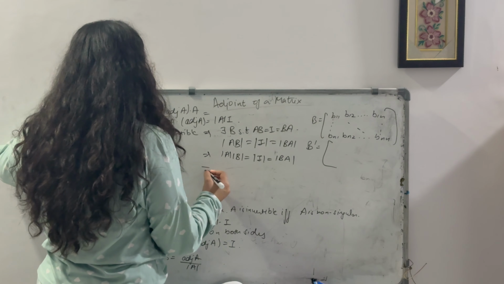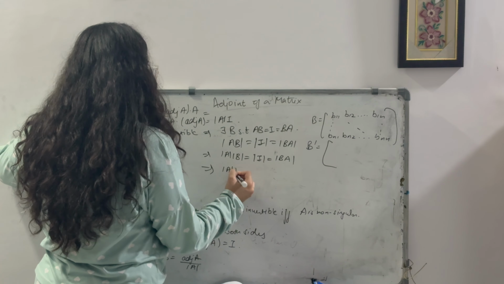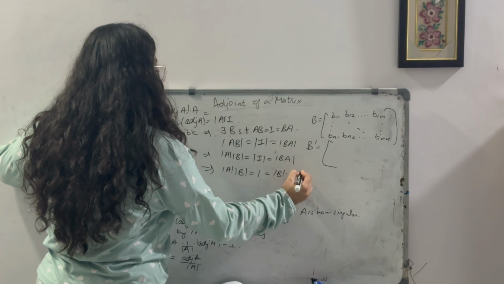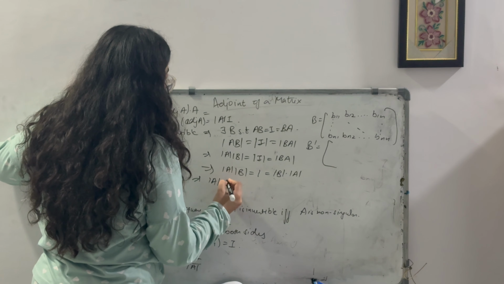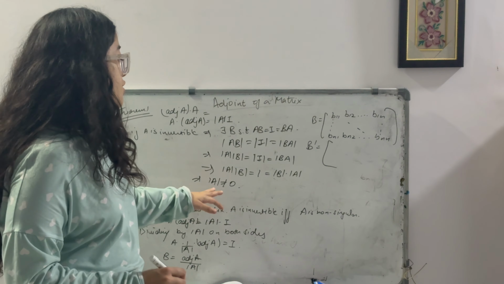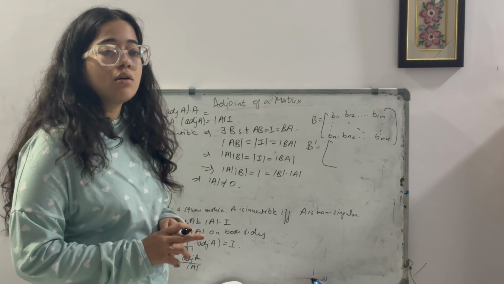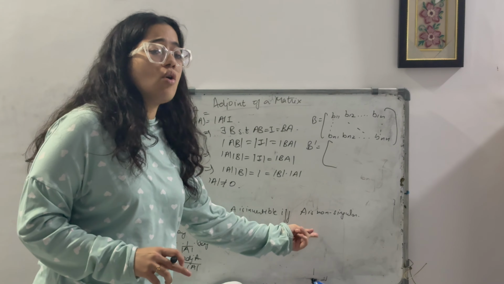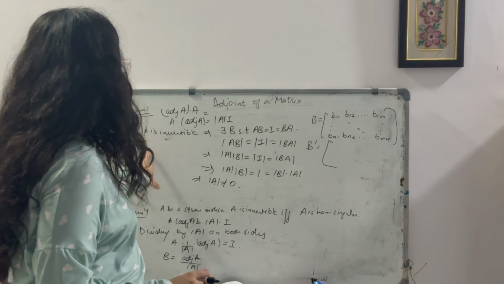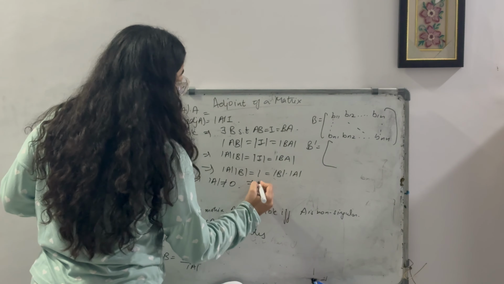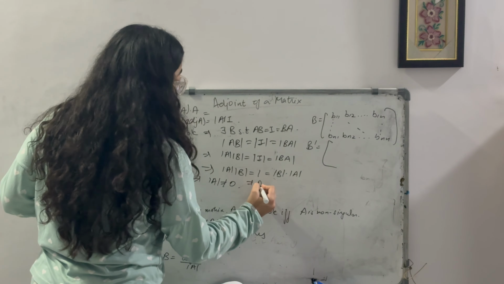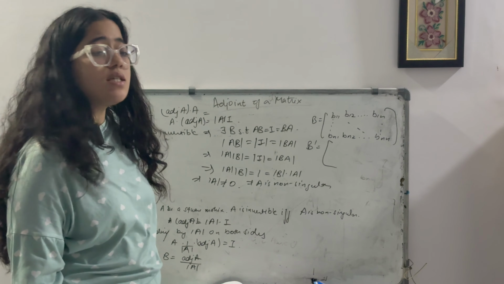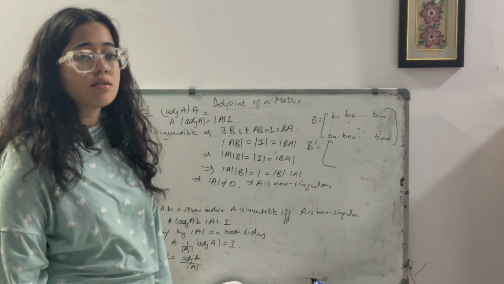And this implies that determinant of A into determinant of B is equal to 1, which is equal to determinant of B into determinant of A. This implies that determinant of A cannot be equal to 0, because if it was 0, then 0 into any number is 0. But this is coming out to be 1. That means determinant of A can't be 0, so A is non-singular. So if A is invertible, this implies that A is non-singular. And if A is non-singular, this implies that A is invertible. Makes sense?